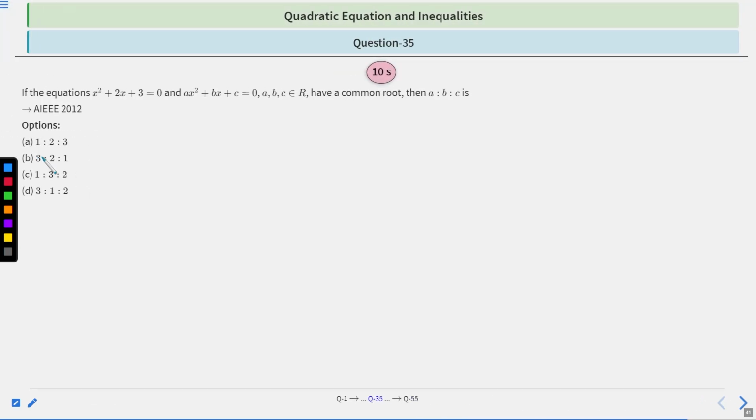Next, question number 35. If the equation x square plus 2x plus 3 equal to 0 and ax square plus bx plus c equal to 0, a, b, c belongs to R, have a common root, then a is to b is to c is. Right? Both the equations have common root. So let's discuss the solution after 10 seconds.